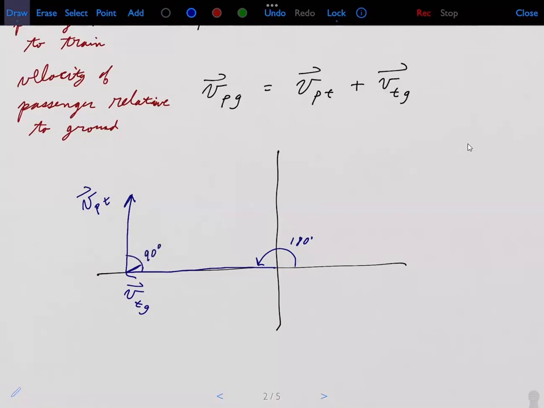And then finally, if I want my answer, which is the velocity of the passenger relative to the ground, I just connect these, right? I draw a vector from the tail of the first, so from the tail of velocity of train relative to ground, that first vector, to the tip of the second one. So that would be like this. And that's the one I really want, right? That's the velocity of the passenger relative to the ground.